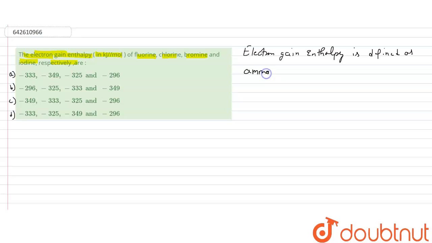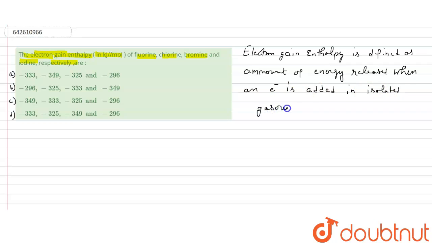amount of energy released when an electron is added in an isolated gaseous atom. This term is very important: isolated gaseous atom. So now you can see this is a more important term. Electron gain enthalpy is defined as the amount of energy released when an electron is added in an isolated gaseous atom.